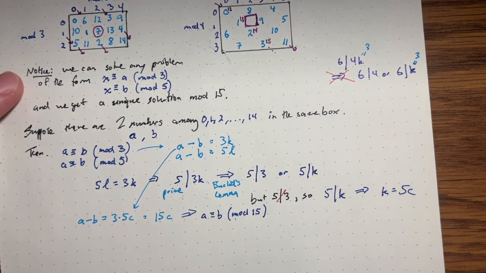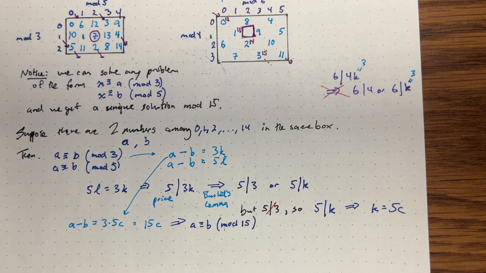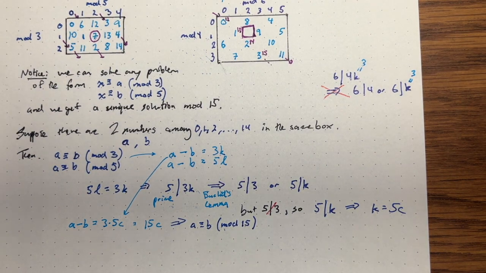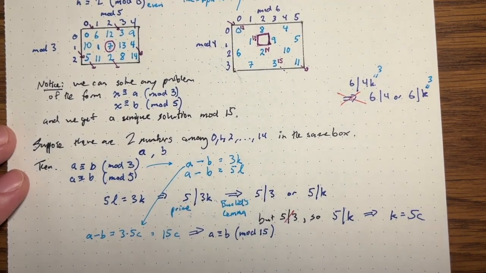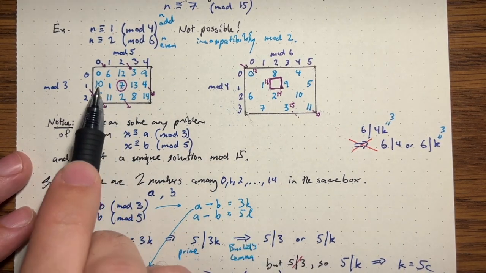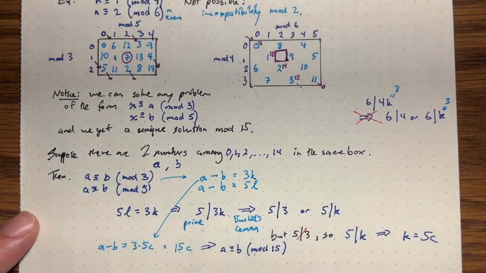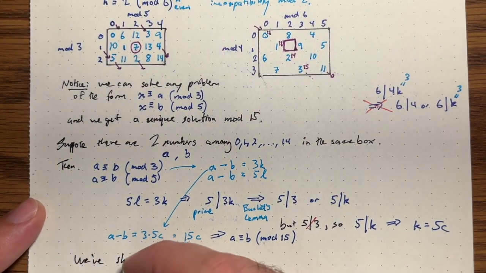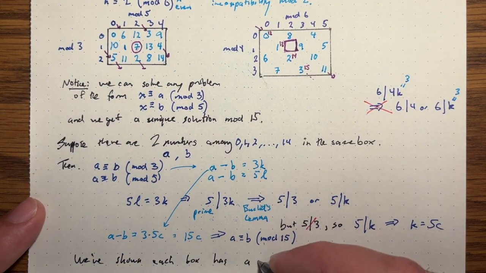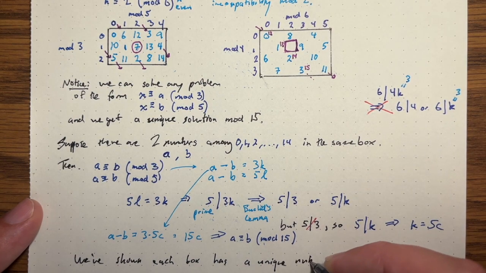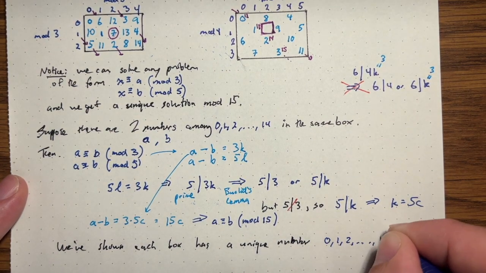Okay. We can actually generalize Euclid's lemma a little bit, so we'll do that a little bit later. Just to recap what we've done, we've shown there's exactly one number in each of these boxes. So we've shown each box has a unique number among 0, 1, 2, up to 14.